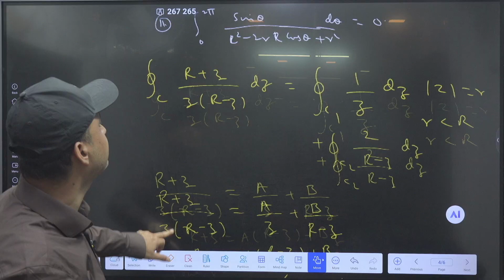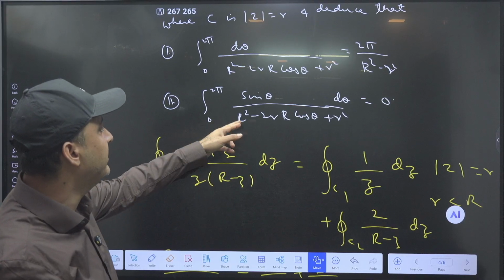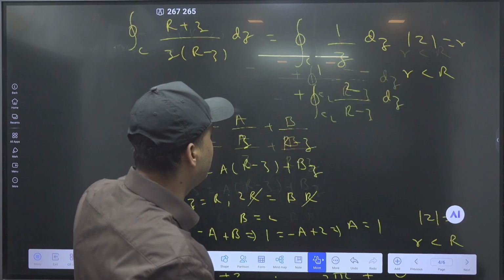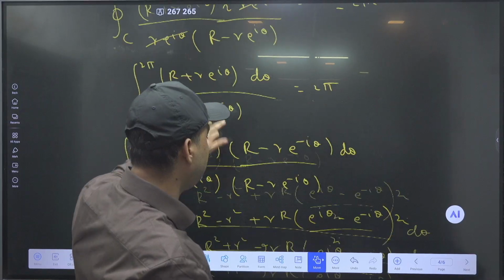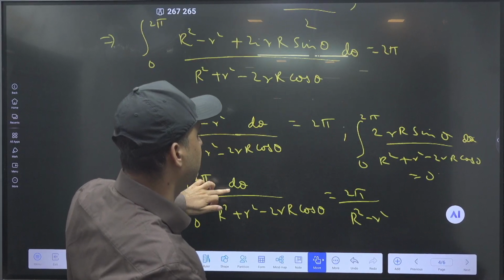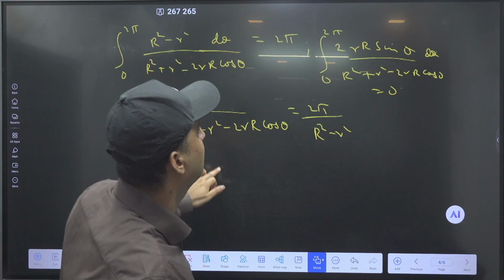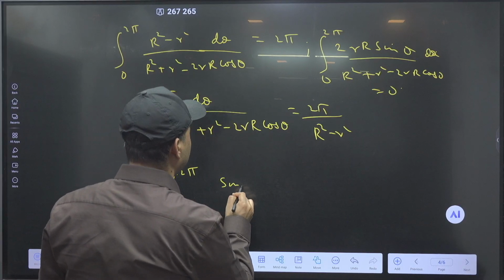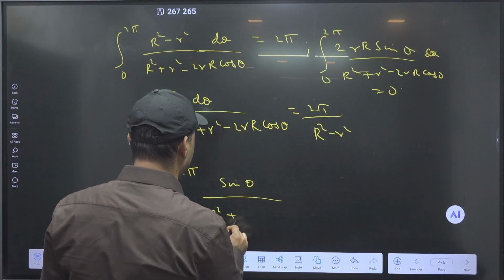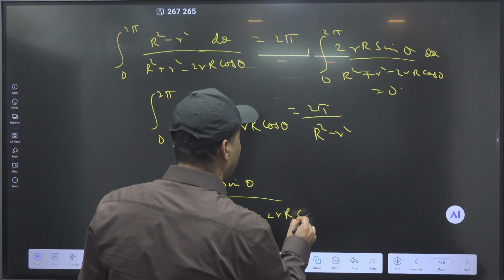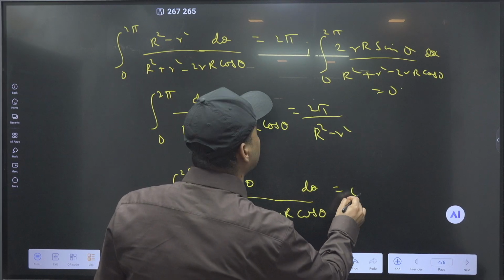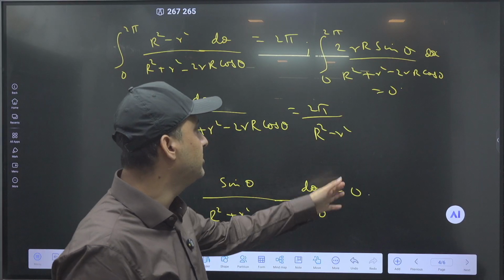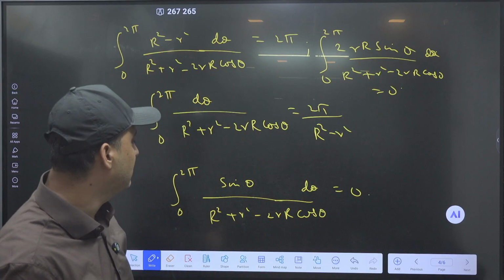You can see that I can write this sine theta upon R² − 2Rr cos θ + r². So we can say integral from 0 to 2π of sine theta upon r² + R² − 2Rr cos θ dθ is equal to 0, because 2rR is not factored in, since ultimately it is multiplied by 0. That is what you should keep in mind.